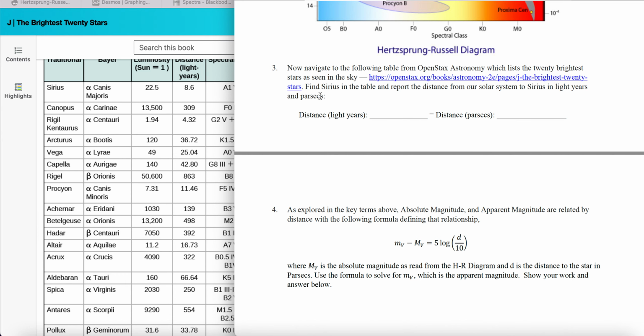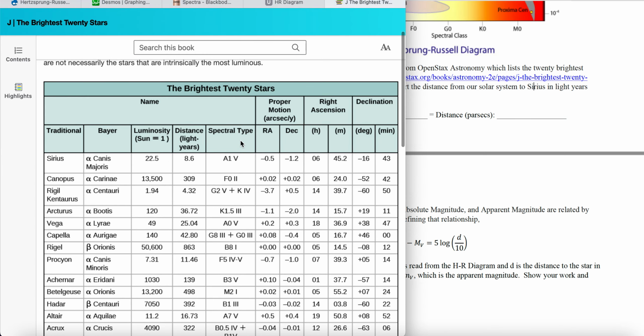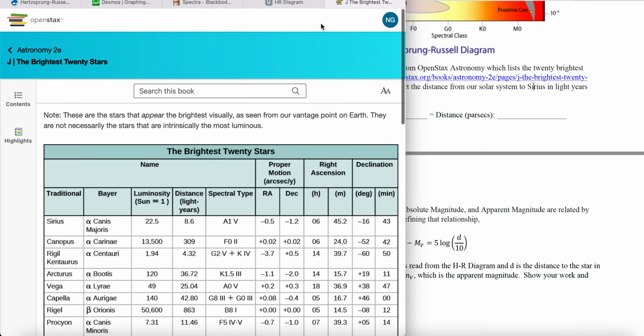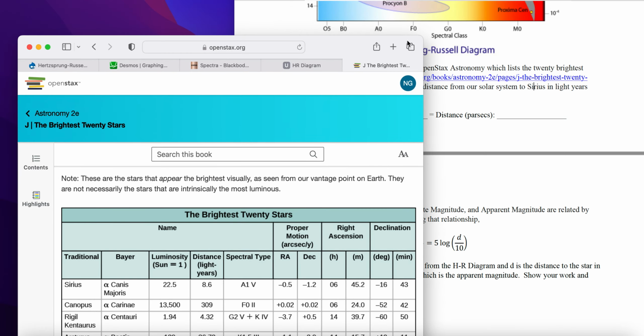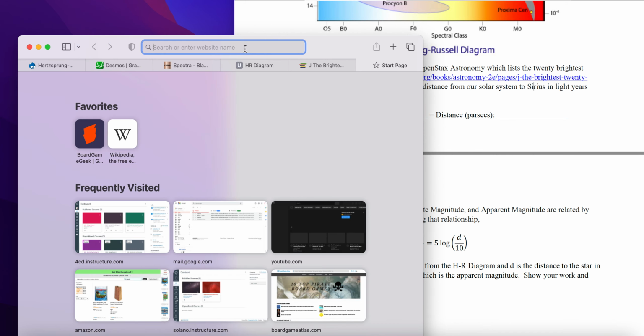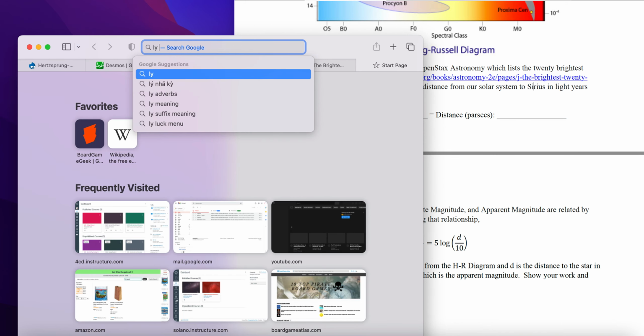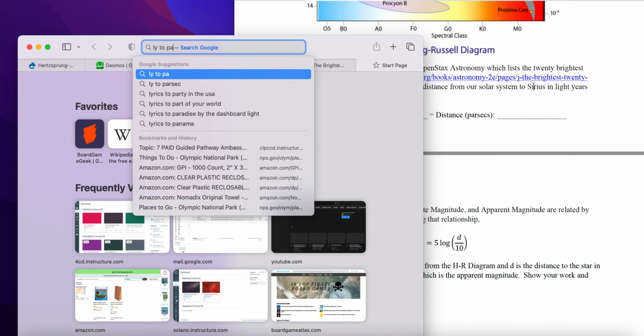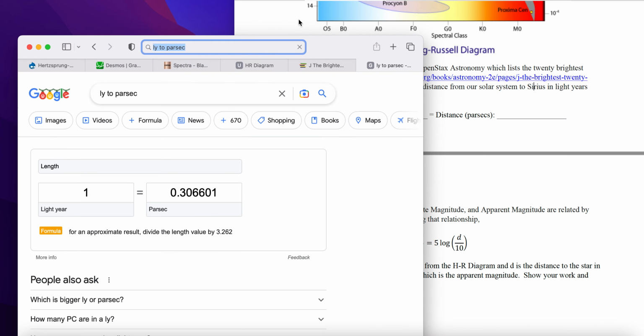But they're both still very relevant. Okay, so let's go ahead and I'll remind myself of the conversion. It's about 3.2 light years per parsec, but I didn't put it in the lab itself. So let's just do light years to parsec. Google has all kinds of conversions, including this one. All right. So we have 1 light year is 0.306 parsecs, because parsecs are longer.